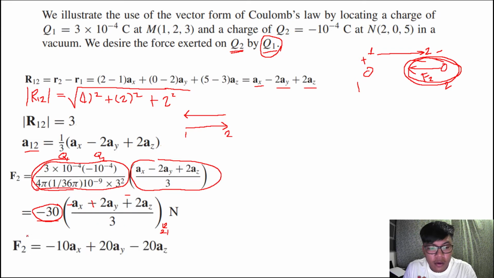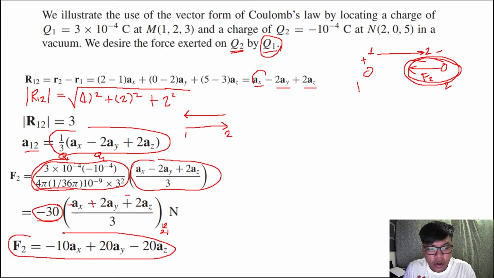So, we have now the force exerted on Q2 is equal to negative 10 a sub x plus 20 a sub y minus 20 a sub z. So, i-compare natin with the unit vector natin. Ito. Pansinin yung sign. Magkakaiba na, no? Opposite na ng sign. Okay. So, ganun lang yung paggamit, ano?